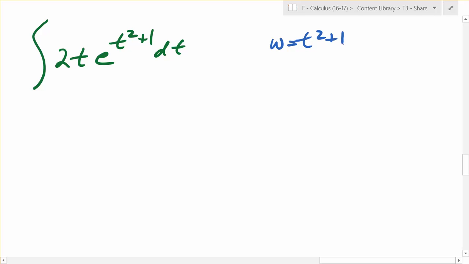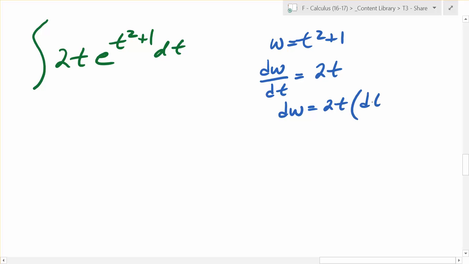You're going to watch the process, then ask questions, okay? If I took the derivative of both sides, what does dw dt equal? Take the derivative of the right-hand side. 2t, right? So what does dw equal? 2t times dt. Are you with me so far?